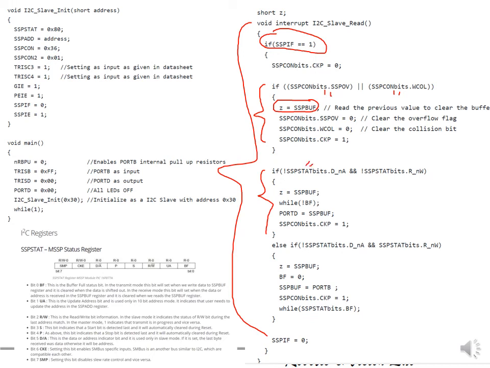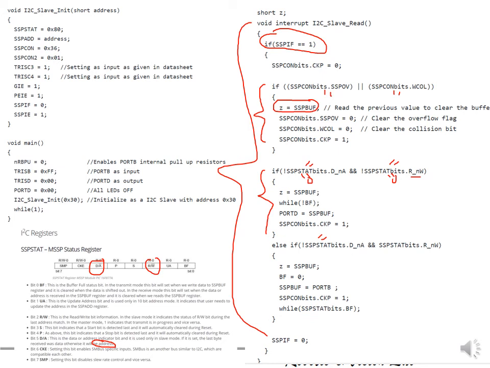And here is for receiving the data. This one is the address receive, and then this one is equal to 0, right? And this one is equal to 1, right? So both bits are 0. What happened here? D/A is 0. That means we received the address. That means we are in the slave mode, so we receive the address.